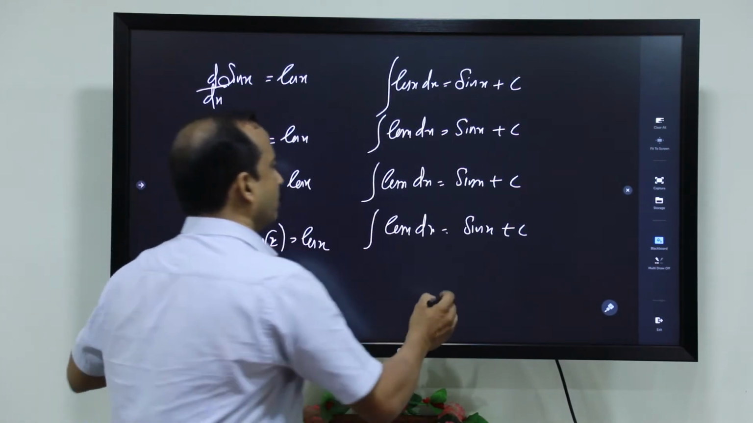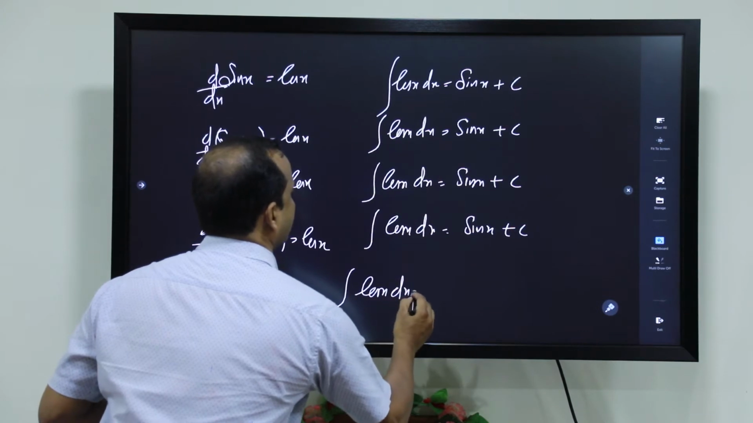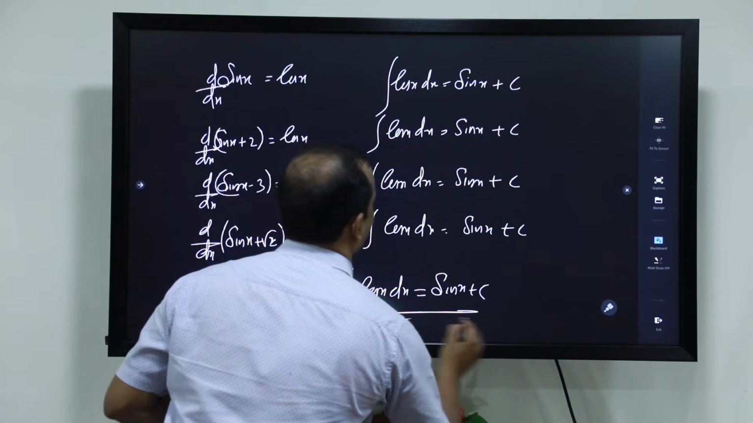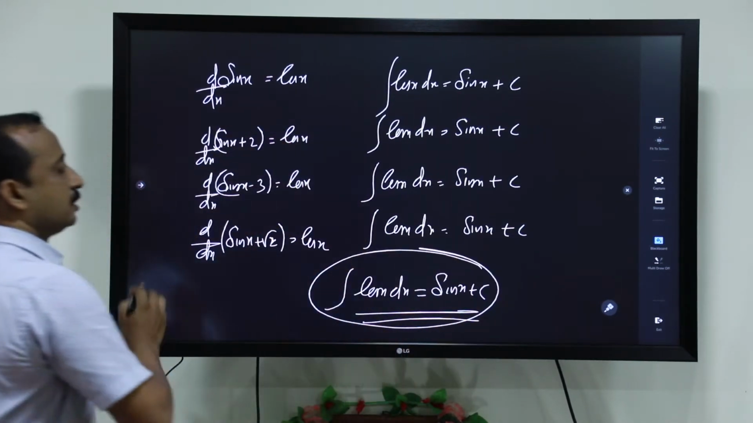That means the integral of cos x into dx is equal to sin x plus c, and the final answer: the integral of cos x into dx is equal to sin x plus c, where c is called the constant of integration.